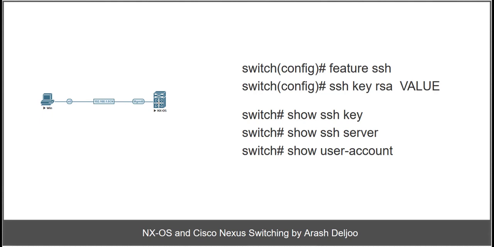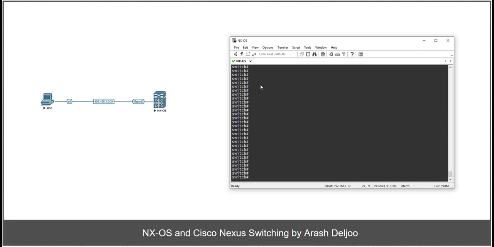Let me configure it. You will learn here. This is our command line. First, we need to enable the feature SSH. Look at here. It is possible that feature SSH is enabled by default in your device, but you can check it, for example, with show feature, and then include ssh server. Okay, it is disabled.